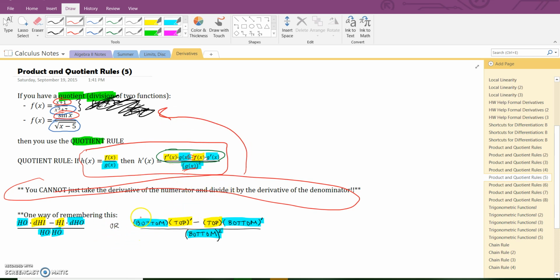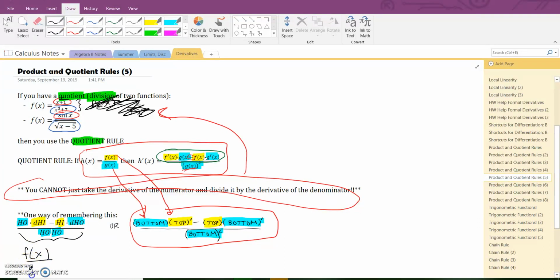Okay, so another way of viewing the quotient rule is like this. You can call G the bottom. You can call F the top. Another way of doing this, which is actually how I learned it whenever I was in high school back in the day, my teacher, instead of saying f of x over g of x, she called the top function high because it's up high. She called the bottom function ho because it's down low. And then she followed this.